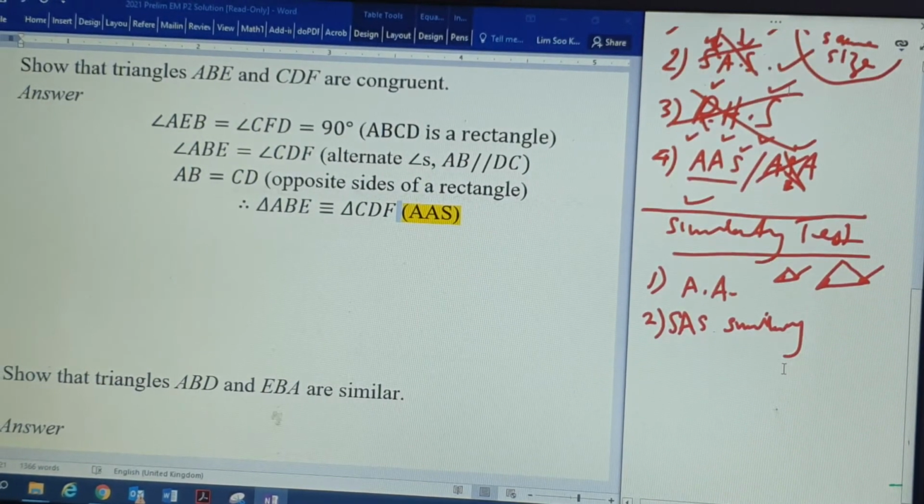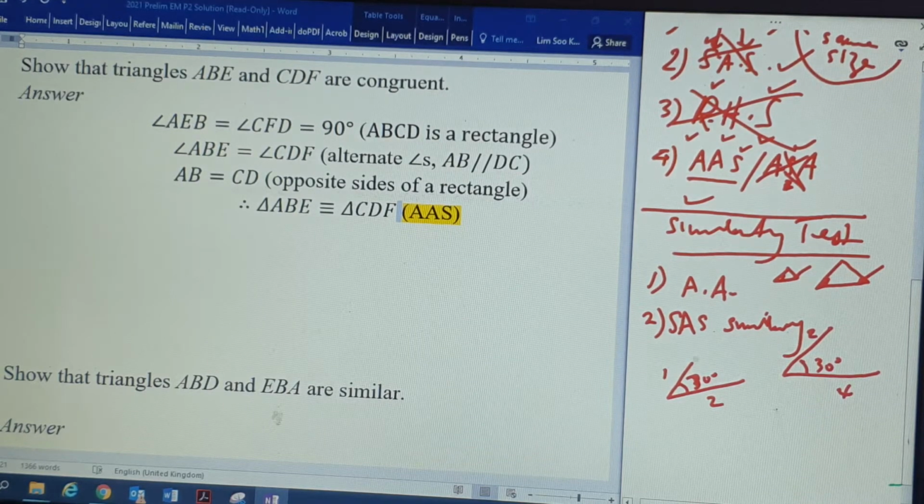Now for the similarity test, what is the difference? Very simple. If I have this, let's say this angle is 30, then this is 1, this is 2. Then I have another one, the same angle 30, then this is 2, then this is 4. Can you see that this is like twice of this? Scale factor is twice. When you have a case like that, then you join this end to this end, and these two triangles will be similar.